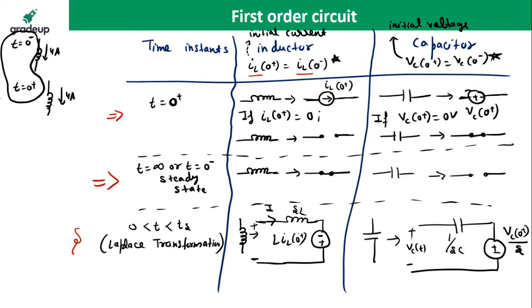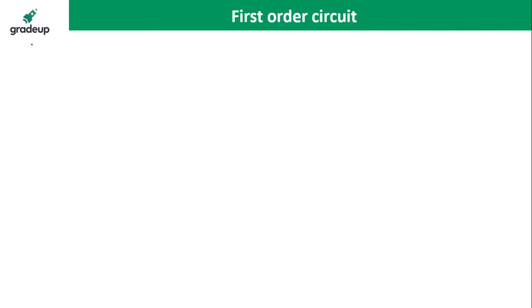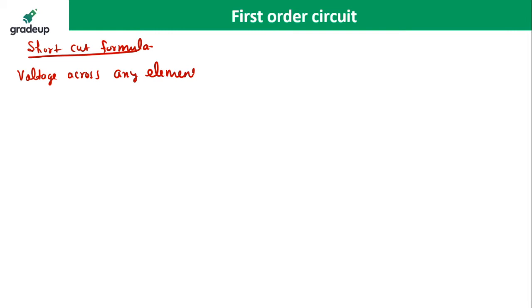Okay guys, now what happened? I will tell you one shortcut formula, and then I will tell you the limitation of this formula. So the shortcut formula is this: voltage across any branch, any element, v(t) is equal to V infinity minus (V infinity minus V(0+)) e raised to power minus t by tau.